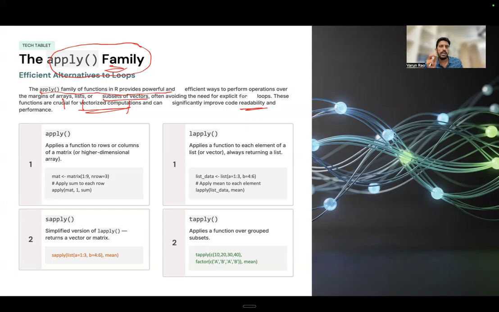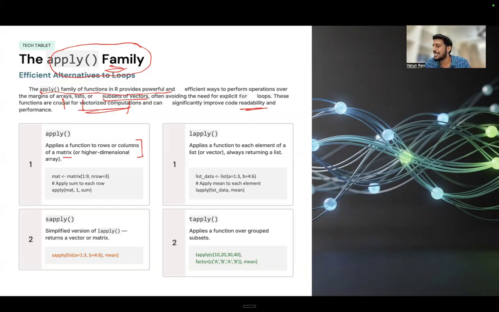Let us understand each of these with a small example that's written here. The only thing you need to do is practice, right? So first one is a basic apply. Now what happens here? You can see what it's saying. It says that it applies a function to rows or columns of a matrix. Okay, pay attention to the words here.